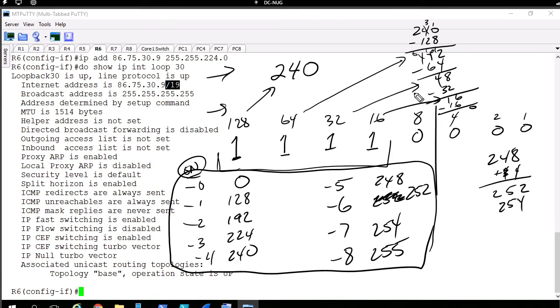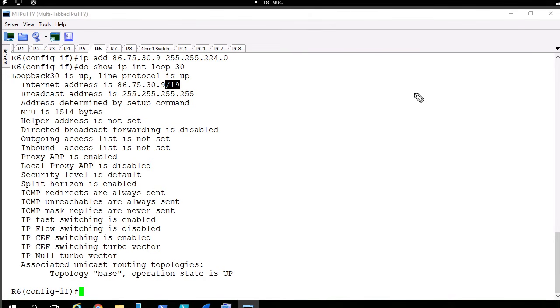So let me go ahead and take a look at my notes again here. And let me give you a practical application of how we could use this and why it would be valuable. Let's imagine that we had 2 addresses. And one computer was using 86.75.30.9, and the other was using 86.75.40.9. So the question is, are those devices on the same network or not?